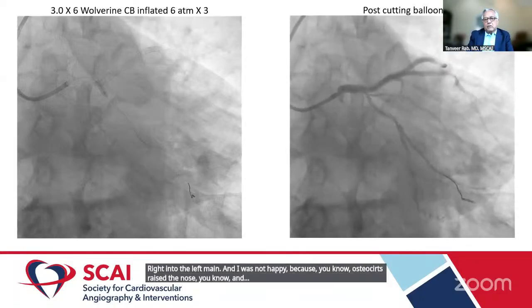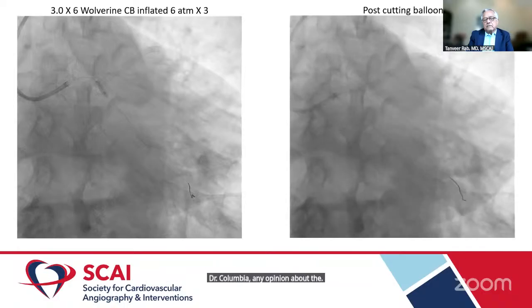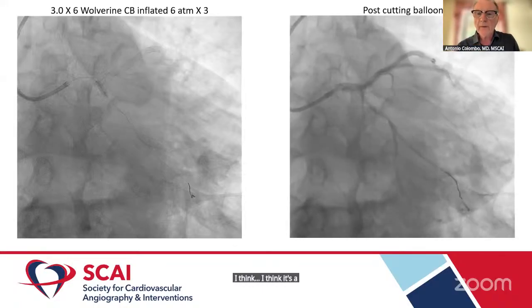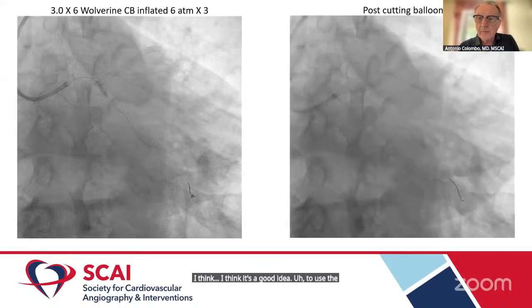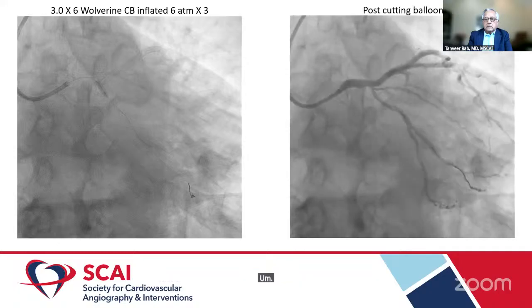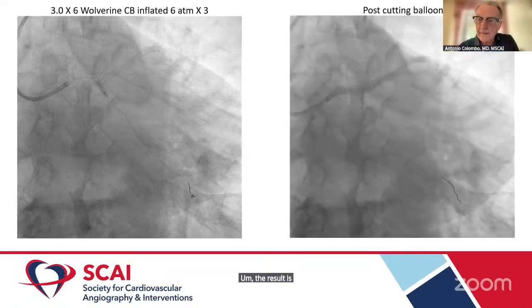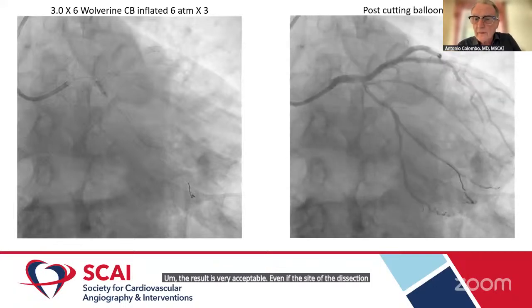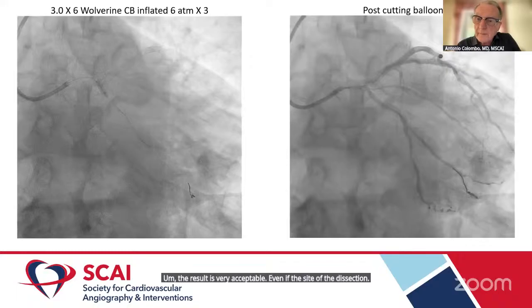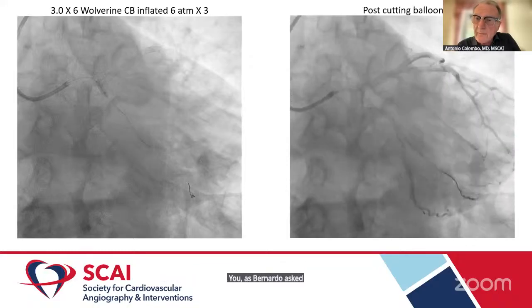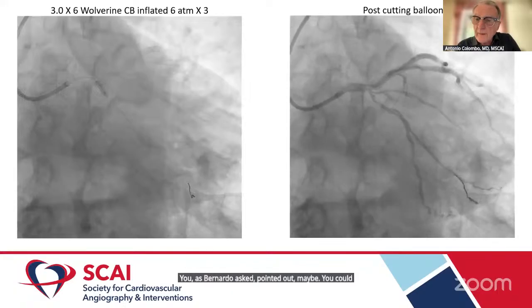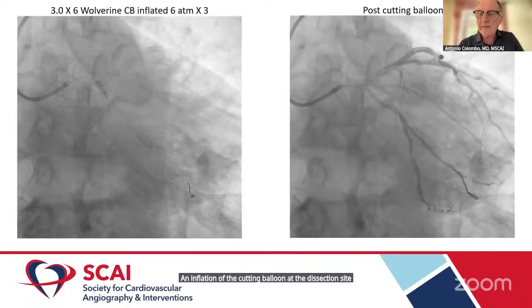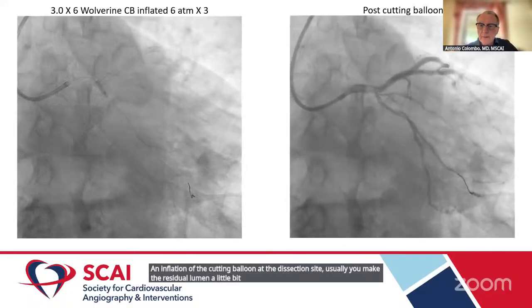Dr. Colombo, any opinion about the Wolverine cutting balloon at the ostium? I think it's a good idea to use the Wolverine at the ostium. The result is very acceptable. Even at the site of the dissection, as Bernardo pointed out, maybe you could have also done an inflation of the cutting balloon at the dissection site. Usually you make the residual lumen a little bit larger, but I don't think it's a must.